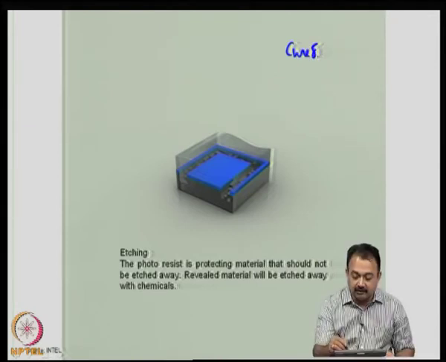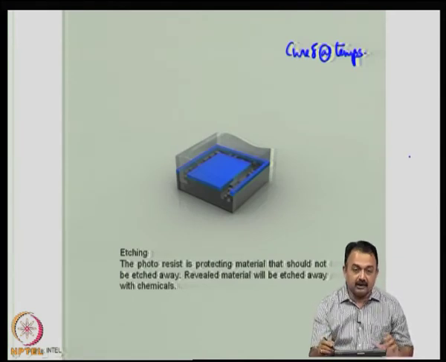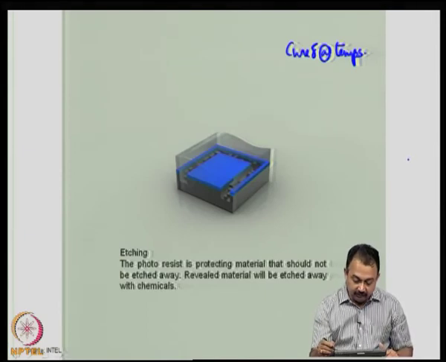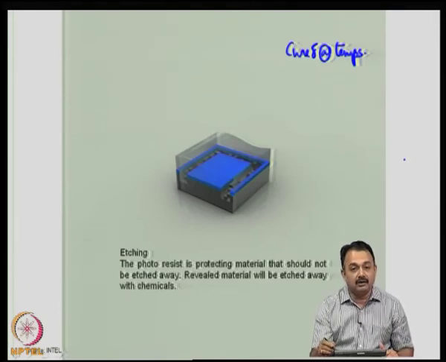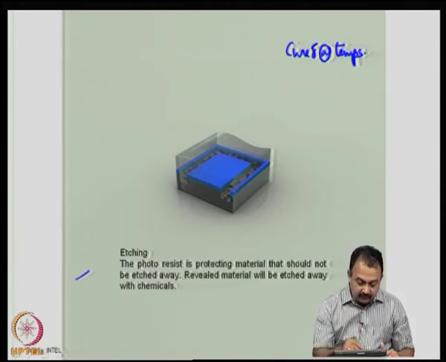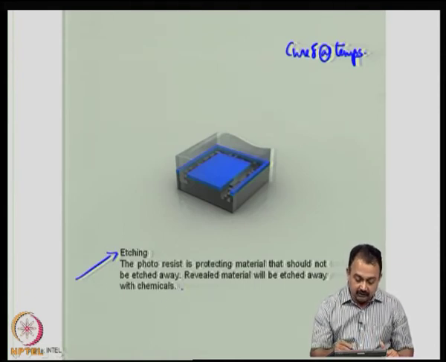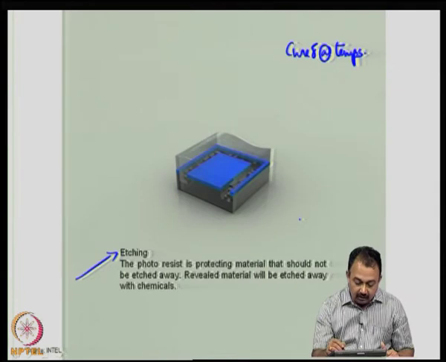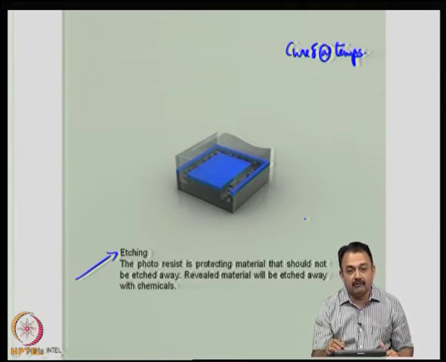Then once this photoresist is cured at specified temperatures so that it becomes very hard, it protects certain areas on the wafer. Now, you want to remove unwanted material at this stage from the base substrate. So, the next process is called etching. The photoresist is now protecting the material and it should not be etched away. Therefore, one of the conditions is that the etchant should not remove or react with the photoresist.